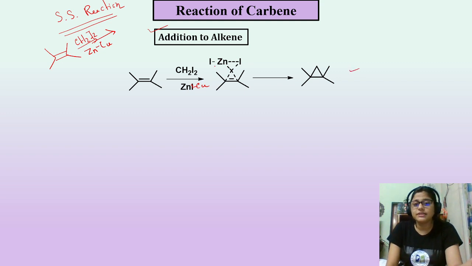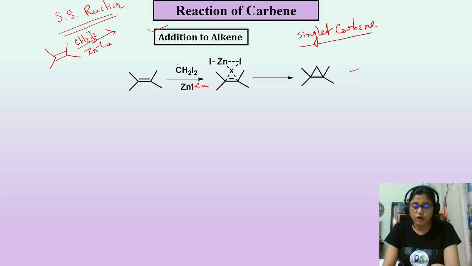So why is metal important here? Metal actually is making the chelation. So here the carbene is not directly attacking. The carbene is much more stable because of the Zn, and because of the Zn the carbene which is formed here is the singlet carbene. Singlet carbene is important here, because in the presence of a metal, this singlet carbene is stable.